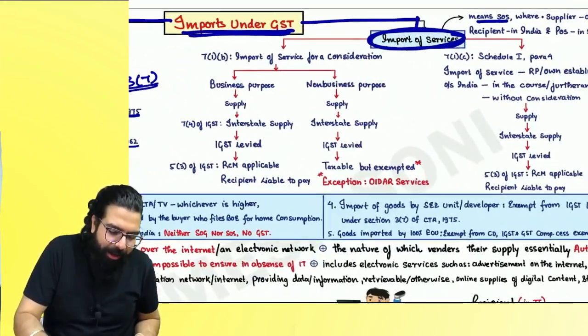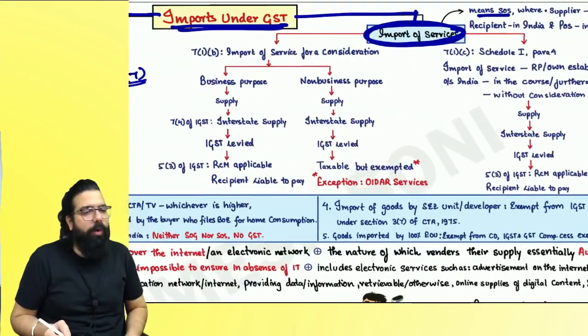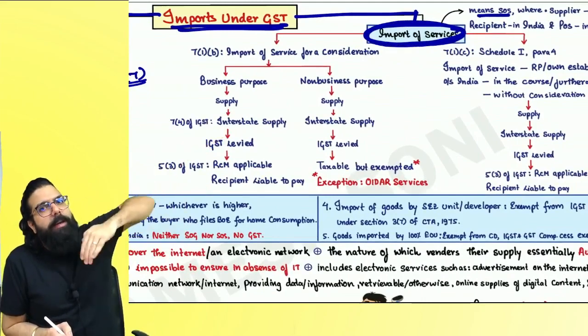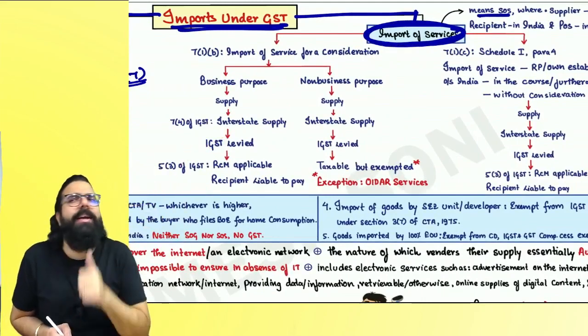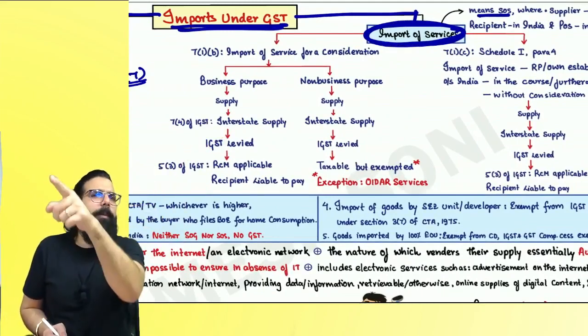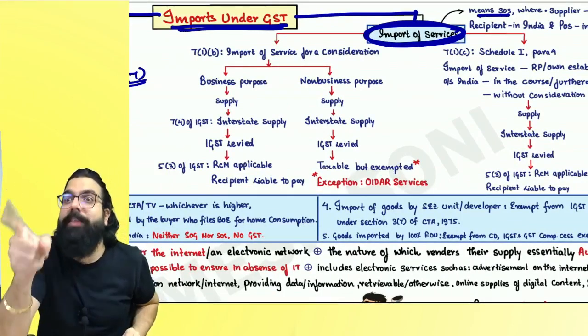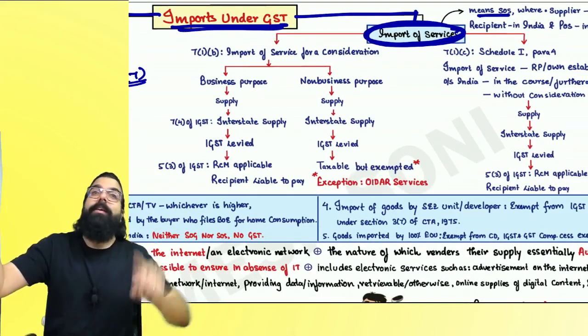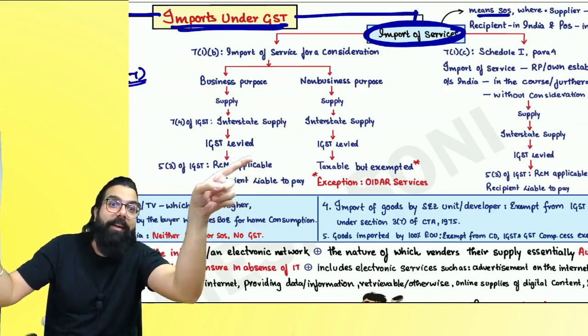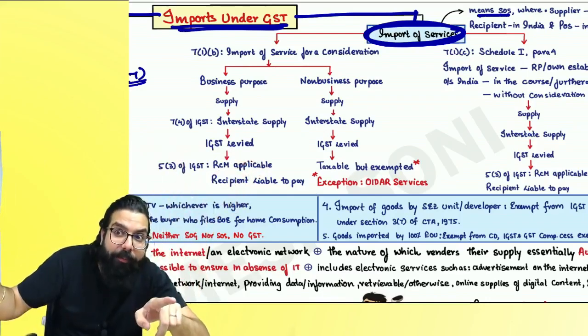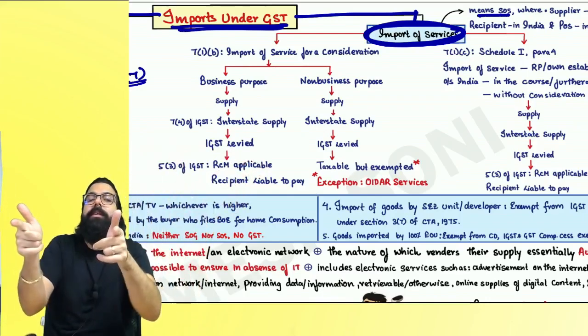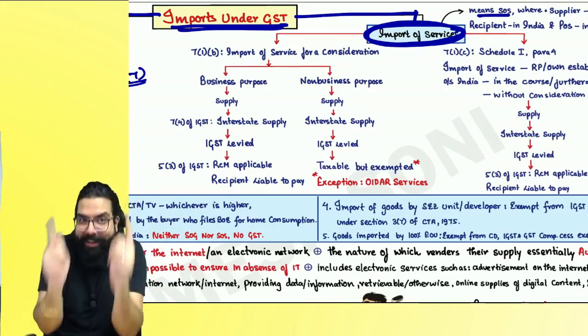Now, tell me, importation of service means what? The supplier is outside India, the recipient is in India, and the place of supply is in India. It is importation of service. Importation of service is covered under Section 7(1)(b), Section 7(1)(c), and Schedule 1, fourth paragraph. It says it is interstate supply.